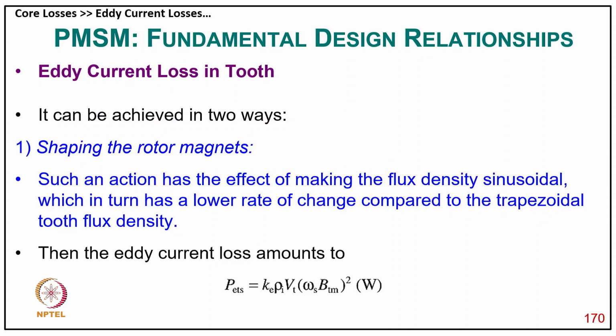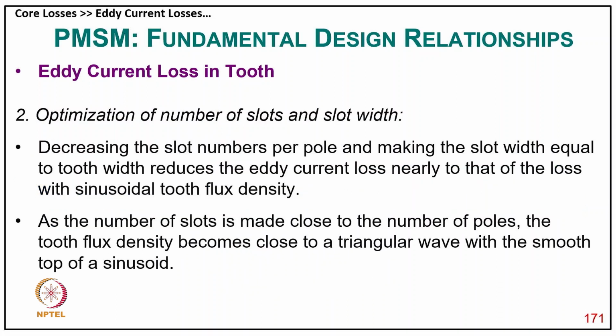First is the shaping of the rotor magnets, and second, such an action has the effect of making the flux density sinusoidal, which in turn has a lower rate of change compared to the trapezoidal tooth flux density. Then the eddy current loss amounts to P_ets equal to Ke rho Vt omega_s Btm square in watt.